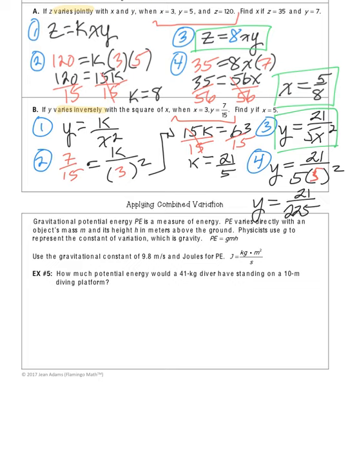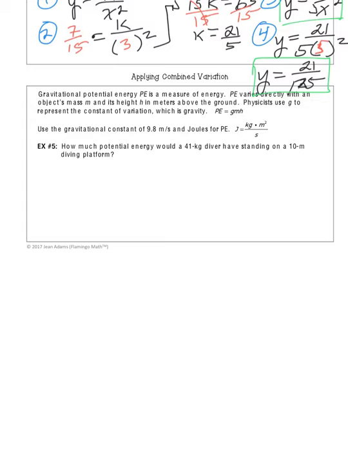Then the last question is combining quite a few things here. So we've got gravitational potential energy, PE, is a measure of energy. So PE is going to be considered one variable. It's not P times E, it's just one variable. So PE varies directly, so that's important. So I'm going to highlight the varies directly part.